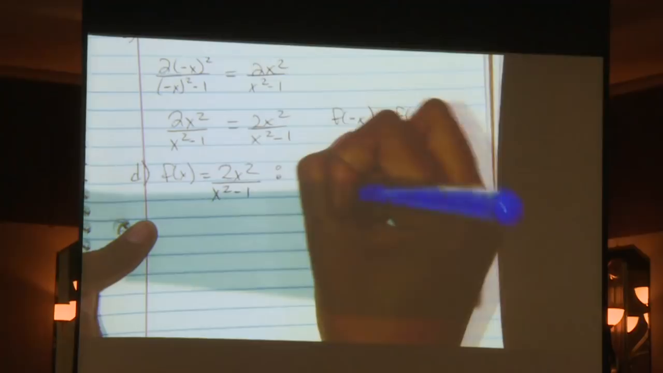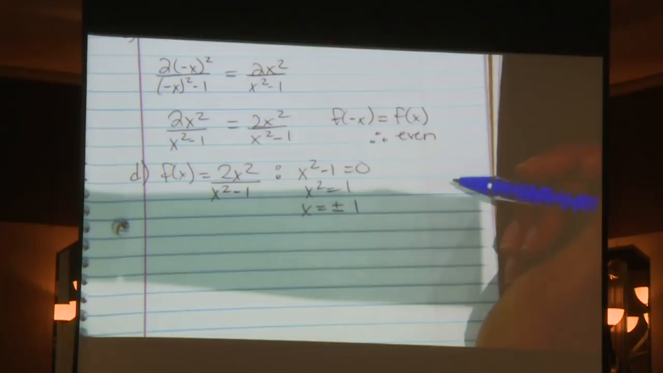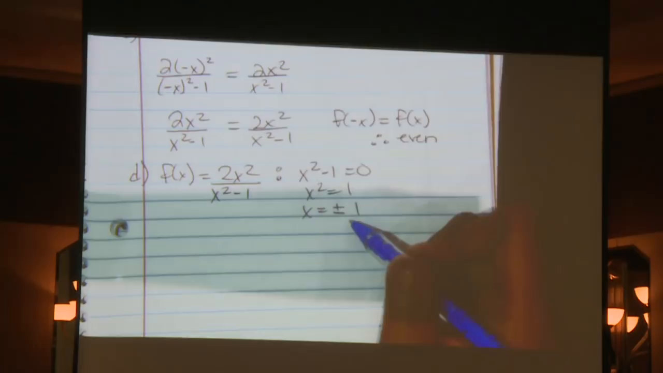I get x squared equals 1. I get x equals plus or minus 1. And that's what the problem says. It says, verify that my vertical asymptotes are 1 and negative 1. And I just did that because I got 1 and negative 1.